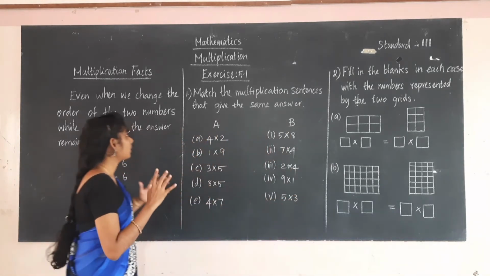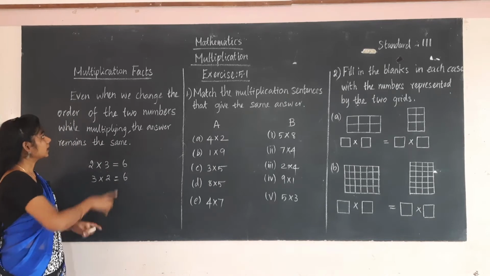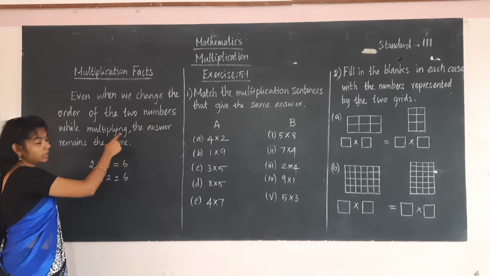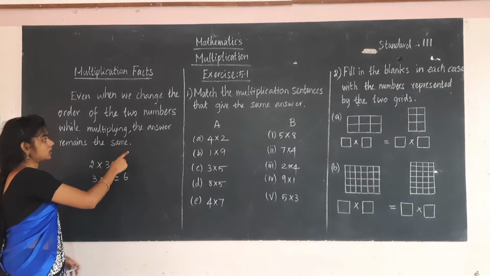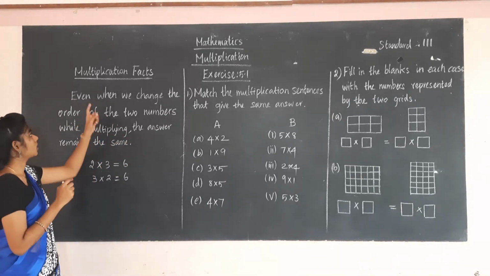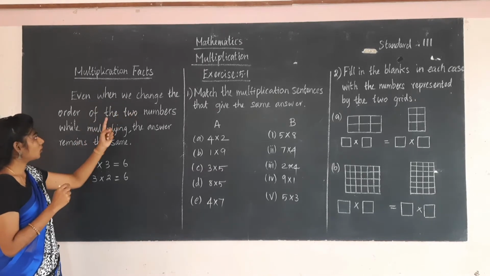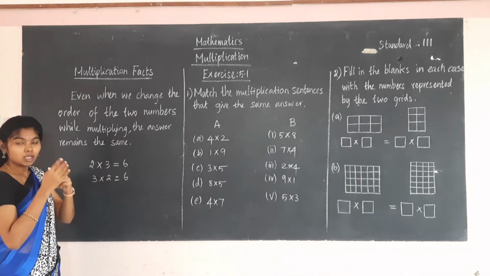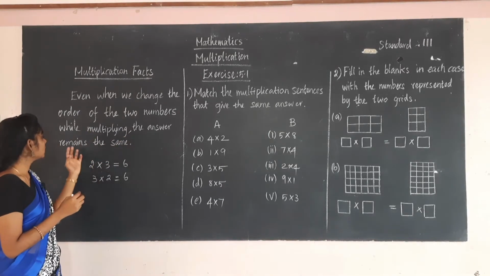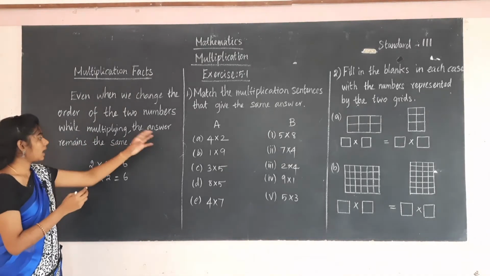What is meant by multiplication facts is that even when we change the order of the two numbers while multiplying, the answer remains the same. While we are changing the order of the two numbers, the answer remains the same.